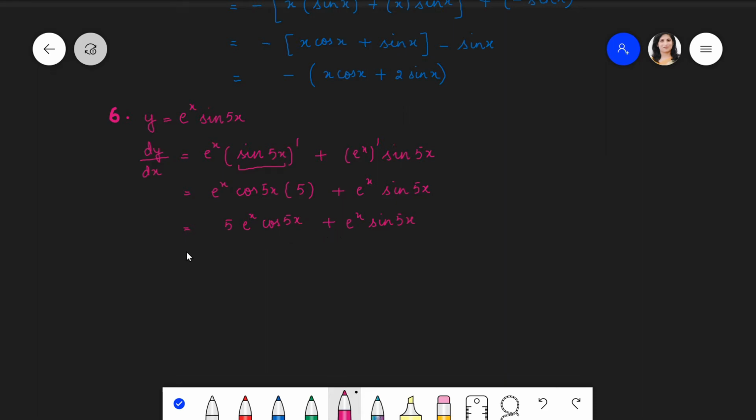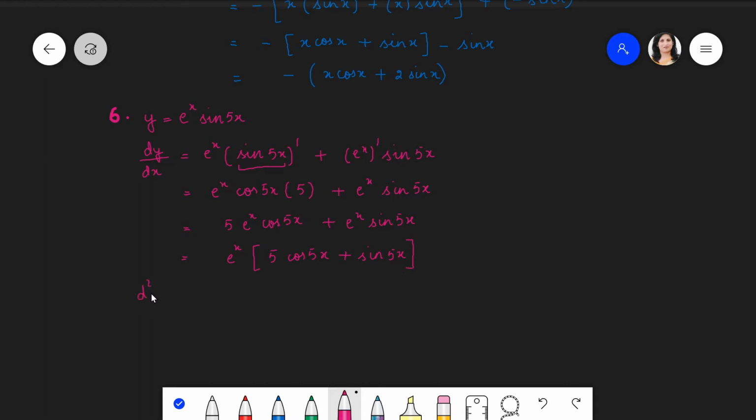Now there are two terms here. So let's take e to the power x common. So e to the power x into 5 cos 5x plus sin 5x. This is the first order derivative obtained.